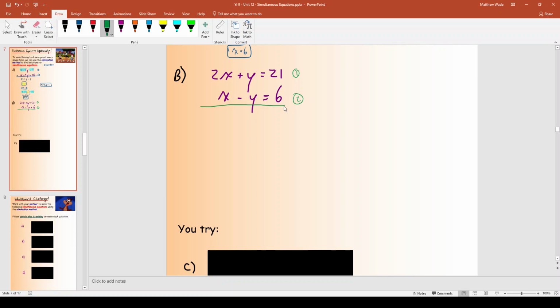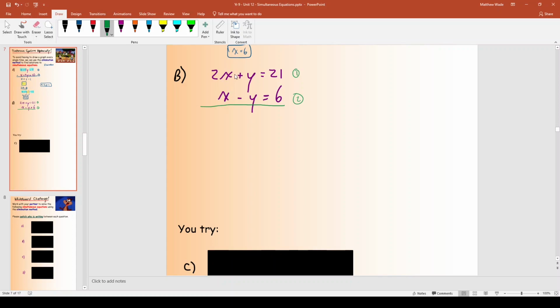Now, in the last one we subtracted. I wonder what we'll do in this one. The only way to know, my folks, is you do this. You look for what letter will go away if I add or subtract. Well, not the x's, because they don't have the same number touching them. This one has a 2. And this one has a secret 1, or no number at all.